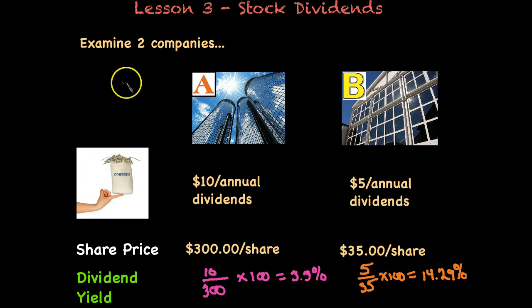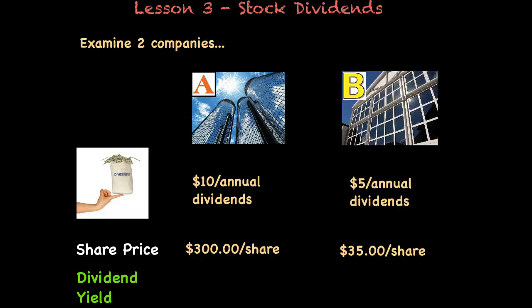If you were going into your bank and you were deciding whether to invest $1,000 in an account paying 3.3% in interest or 14.29% in interest, which would you choose? So even though Company B only pays $5 in annual dividends, it costs you a lot less to acquire that, so the yield is therefore higher.